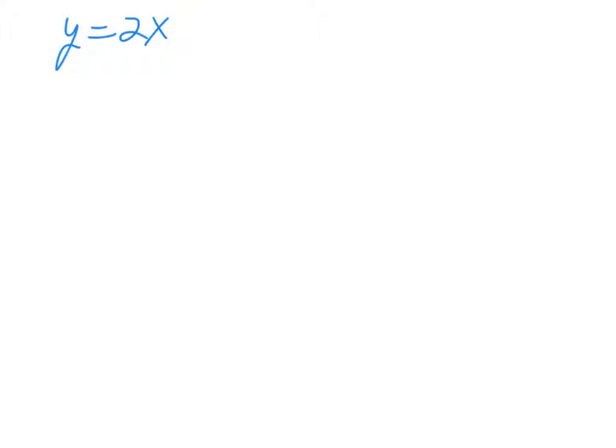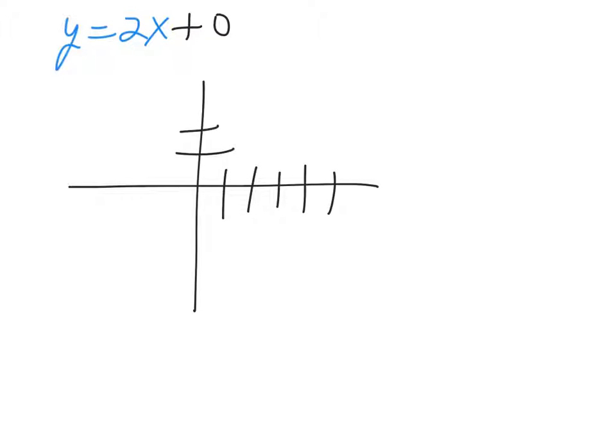Alright, so let's say we had y equals 2x, and it looks like there's not a y-intercept, but really there is, because I could put a plus 0 in there. So there's my y-intercept. Once again, on my graph, go to the y-intercept, which is 0 right there.